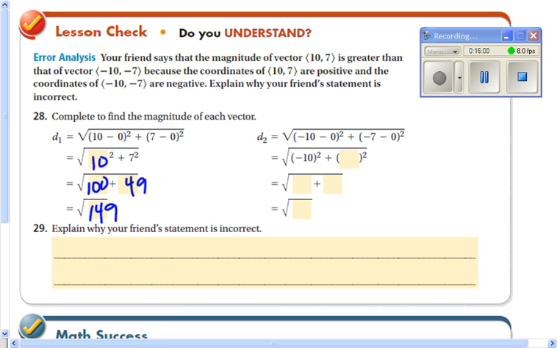For this one we get 100 also, 149, which is the square root of 149. And our friend's statement is incorrect because squaring opposites gives the same answers. If you square n, that is equal to squaring the opposite of n.